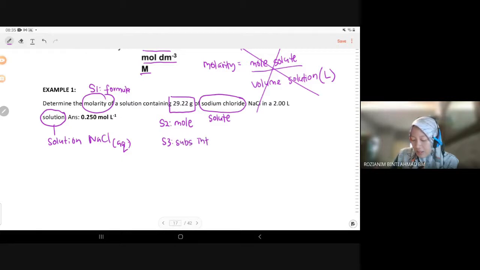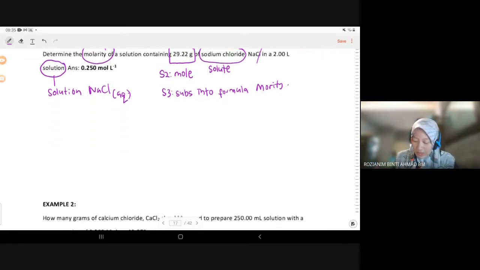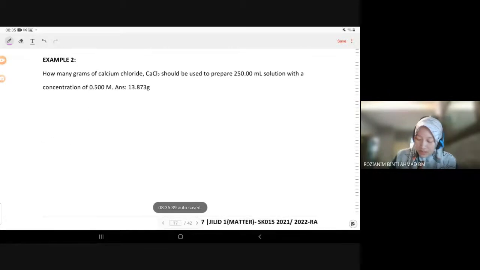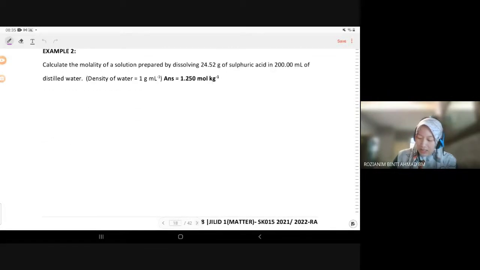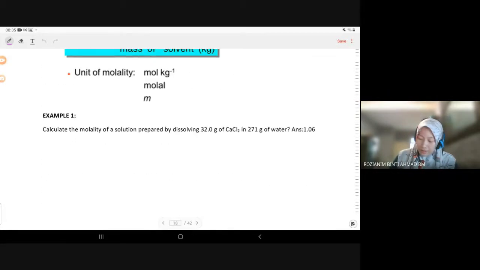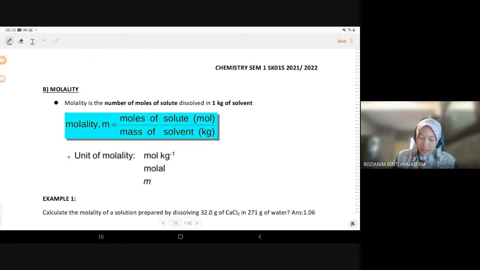Okay, into formula molarity. The calculation we will discuss in the tutorial session, the next class nanti. Okay, so next concept, nak kira concentration. The term is molarity. Okay, molarity, the next page, page 18 in your lesson book.